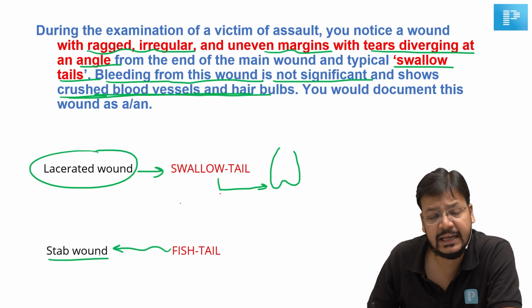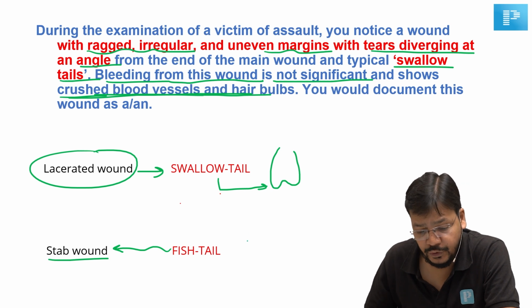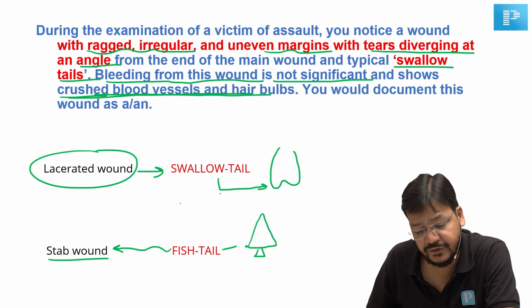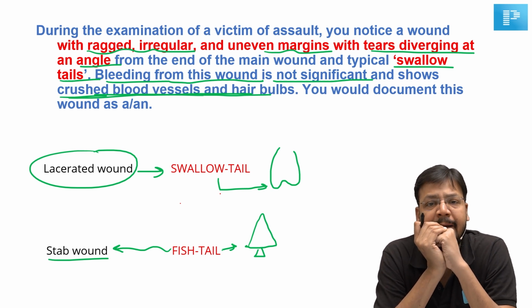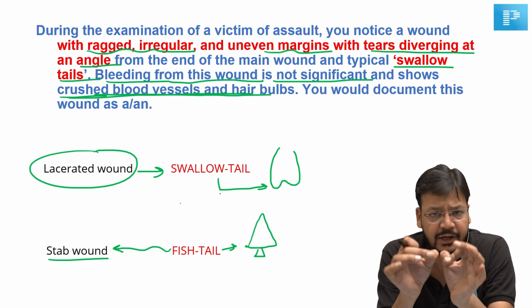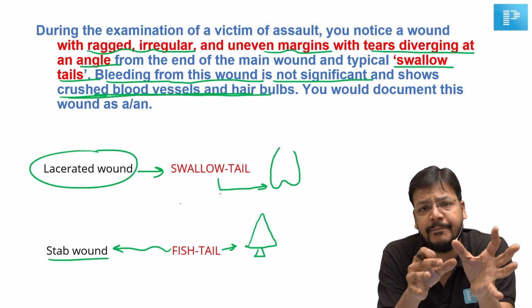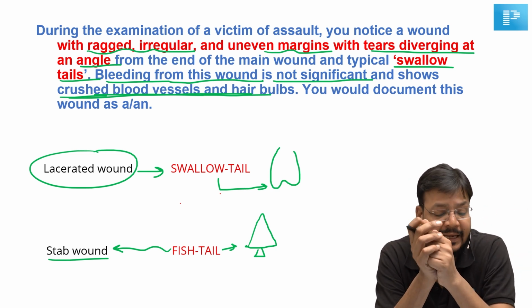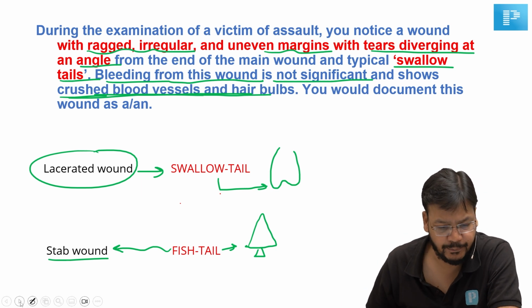Fish tailing is seen in stab wound. If you see the fish-like thing with tail formation, this fish tailing is seen in stab wound. Irregular margin, crushed hair bulb, crushed tissue, less bleeding, and swallowtail laceration. Fish tailing is seen in stab wound. Yes, very, very important word.